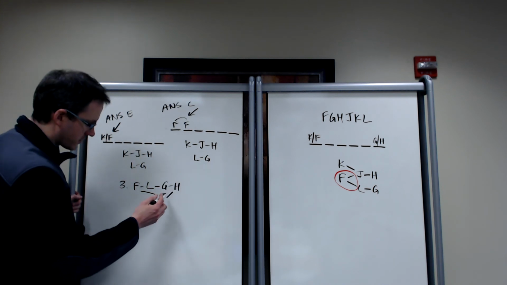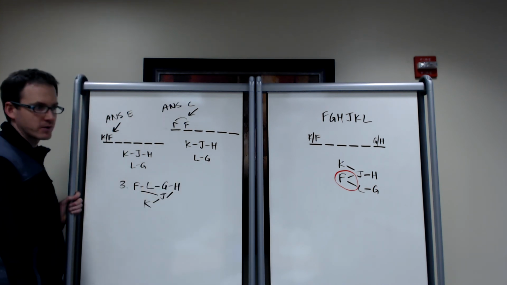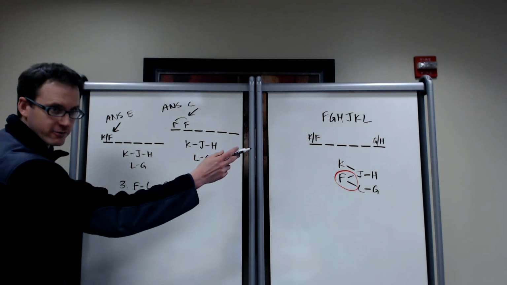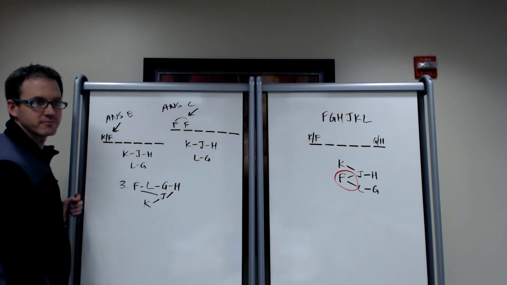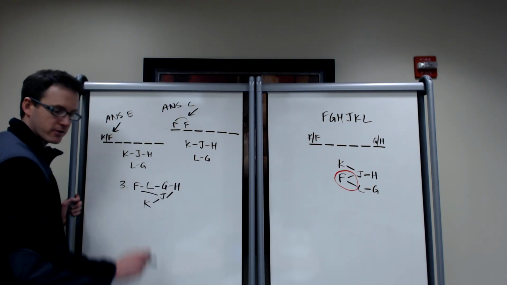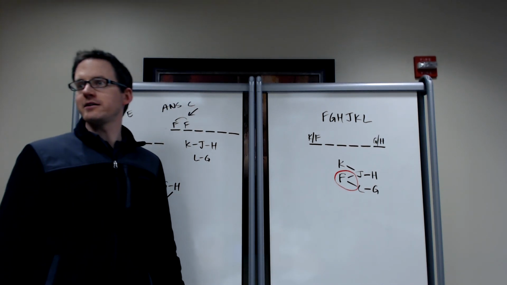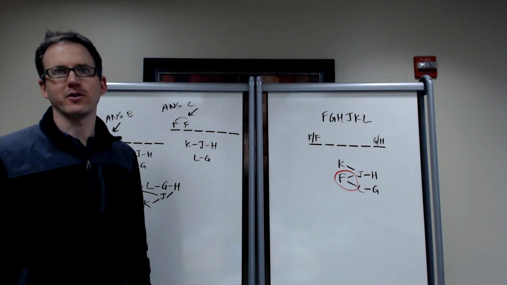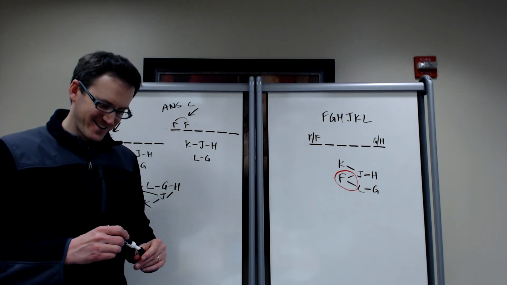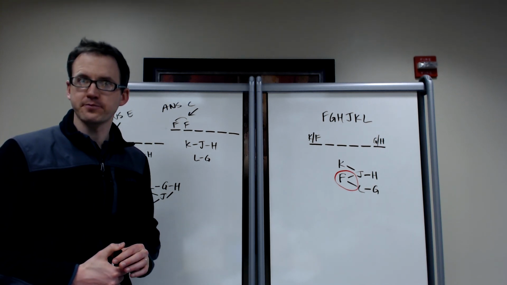Then I know that J has to come before H, so let's just add it on. And what do I know about J? K and F come before it. Add them on. Same with L. F has to come before L. And then pretty soon you're done. And you're ready to own that question. All right, other questions? Okay.